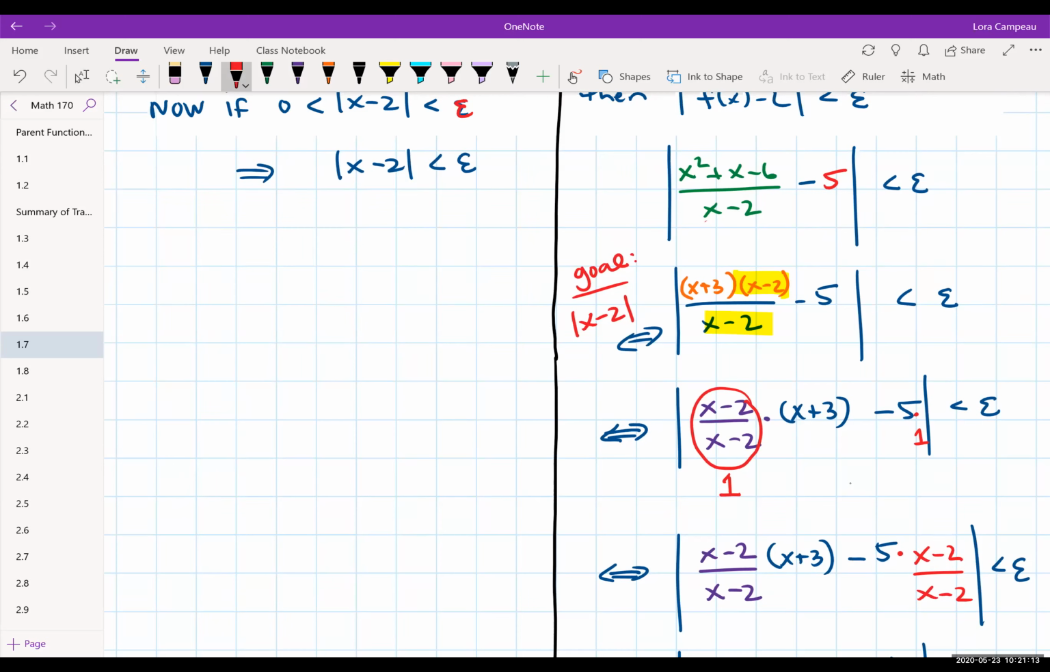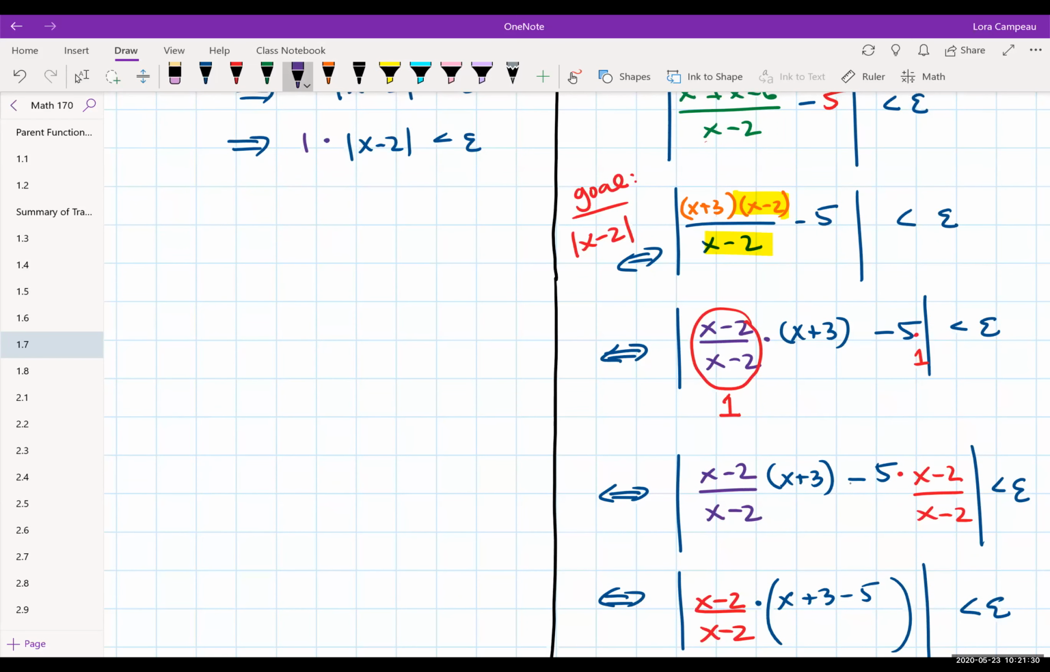We do know that we have a number 1 times this. So you can kind of justify it if you need to, that you really have a 1 times the absolute value of x minus 2 is less than epsilon. But most of us are saying, yeah, we know that already. But this 1 has to be in the form of x minus 2 over x minus 2 for our problem to work out. So that's where the extra steps came into play. Instead of writing 1, we can write it as x minus 2 over x minus 2, still multiplied by x minus 2, less than epsilon.